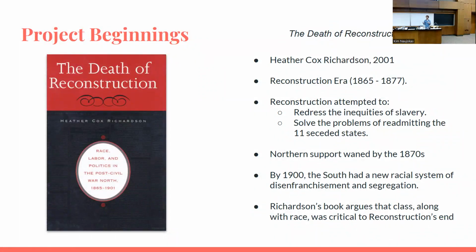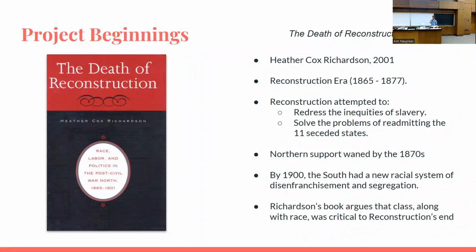And this was known as a very optimistic time for African-American civil rights. But towards the end of the 1870s, the more progressive and radical ideas for this movement begin to wane. And to the point that around the turn of the century, the South had pretty much a new system of disenfranchisement and segregation towards their African-American citizens. And we know this as ultimately expressing itself as the Jim Crow laws and such. And Richardson's book here argues that class, along with race, was critical to the end of the Reconstruction era.